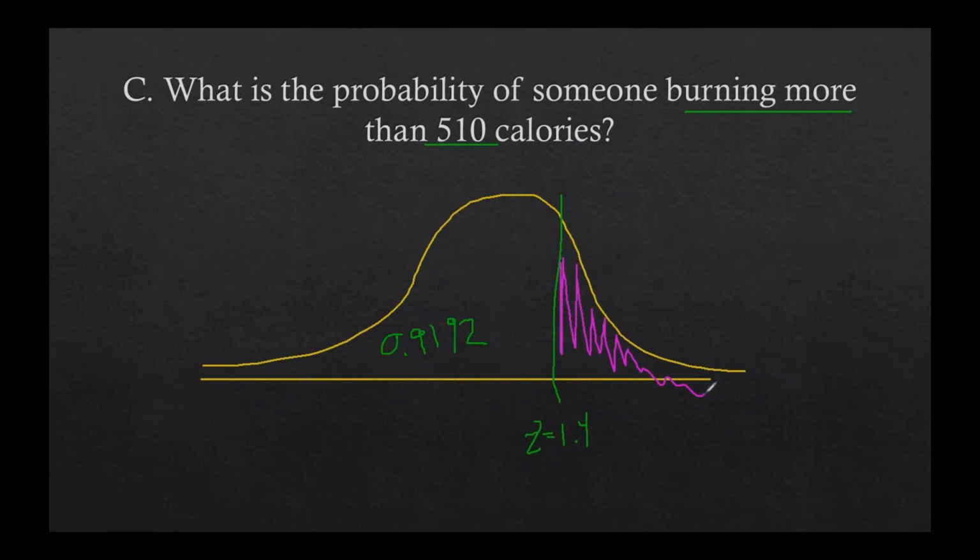How do we do that? We subtract. Very good. So I take 1 minus 0.9192, and I end up with 0.0808.